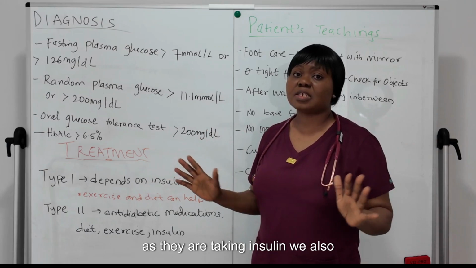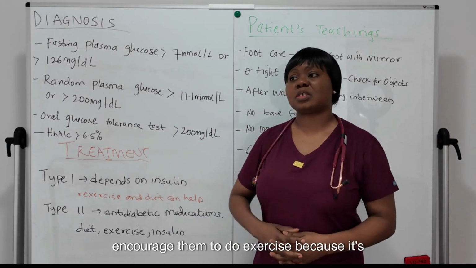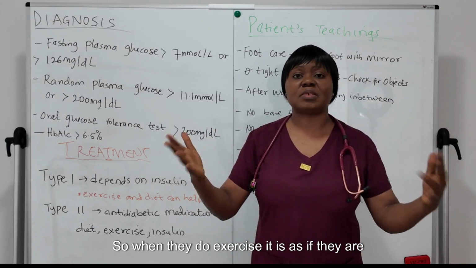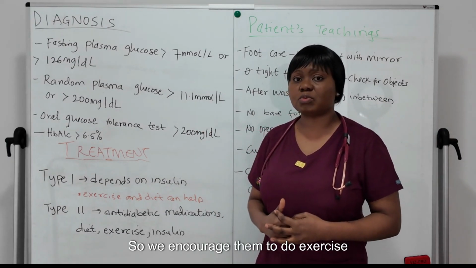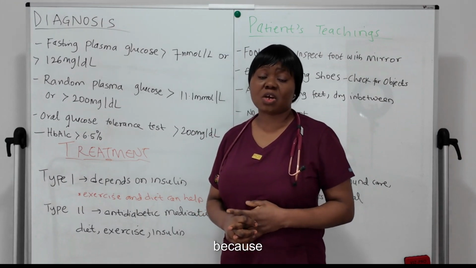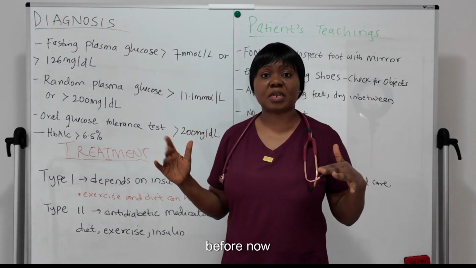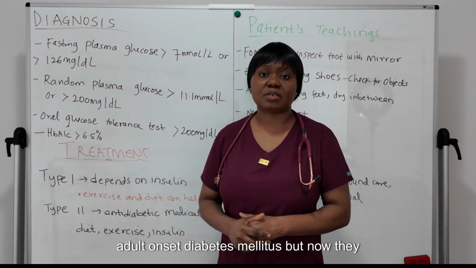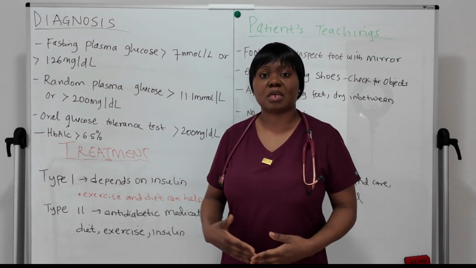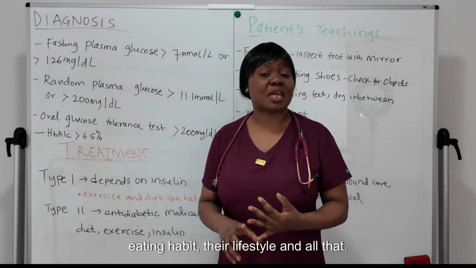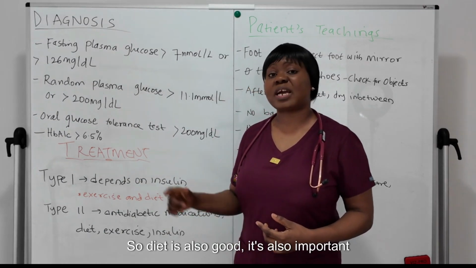And as they're taking insulin, we also encourage them to do exercise, because one shot of exercise is like one shot of insulin. So when they do exercise, it is as if they are also taking insulin. We encourage them to do exercise, and diet is also important, because before now, type 2 diabetes mellitus was called adult onset diabetes mellitus. But now they are beginning to see children come down with this condition because of their eating habit, their lifestyle and all that. So diet is also good.